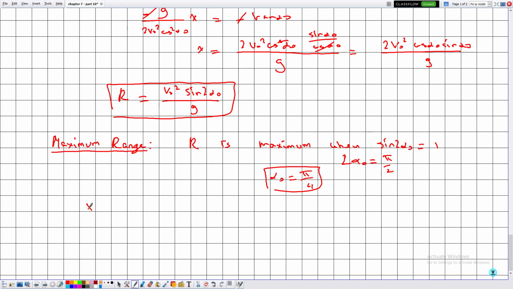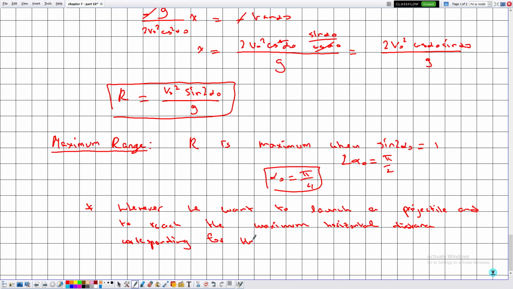So let me write the following remark. Whenever we want to launch a projectile and to reach the maximum horizontal distance corresponding for the range, then the shooting angle must be alpha 0 is equal to pi by 4.